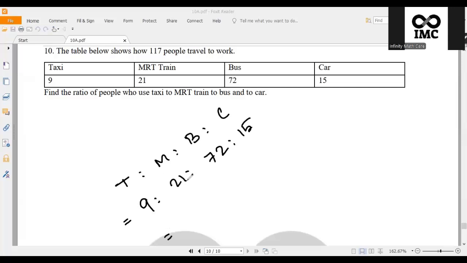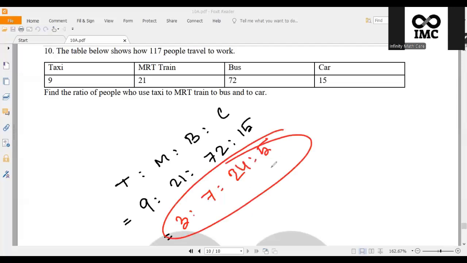Here, if we look at it, 2 plus 1, 3, divisible by 3. 7 plus 2, 9, divisible by 3. 1 plus 5, 6, divisible by 3. So each one is divisible by 3. 3 3s are 9, 3 7s are 21, 3 24s are 72, and 3 5s are 15. So 3 is to 7 is to 24 is to 5 will be the final answer of this. So what is the ratio of people who use taxi to MRT train to bus to car? That will be 3:7:24:5. Okay. I hope you understand this one.